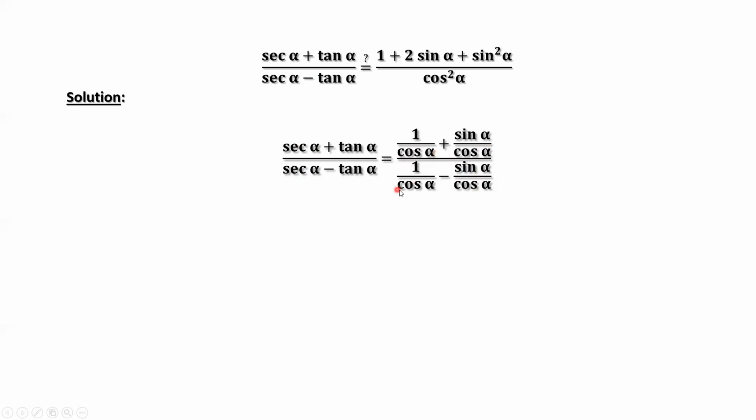The numerator and the denominator have the same common denominator, cosine alpha. Cosine alpha can be canceled. Then we have 1 plus sine alpha over 1 minus sine alpha. From here, it looks like we cannot go any further. We stop here, and start to simplify the right-hand side.